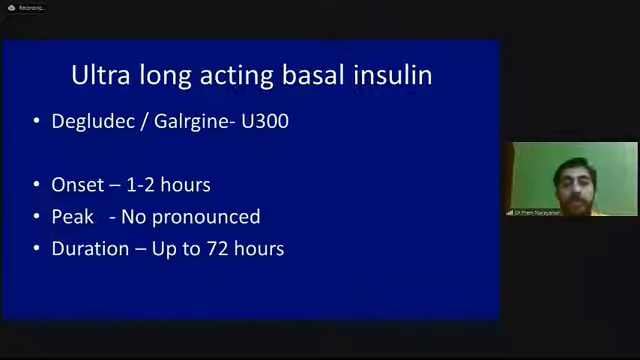Then we have the ultra-long-acting basal insulin category, which comes under the name of Degludec and Glargine 300. Onset of action is around 1 to 2 hours, no pronounced peak, and the duration of action can go up to 72 hours.